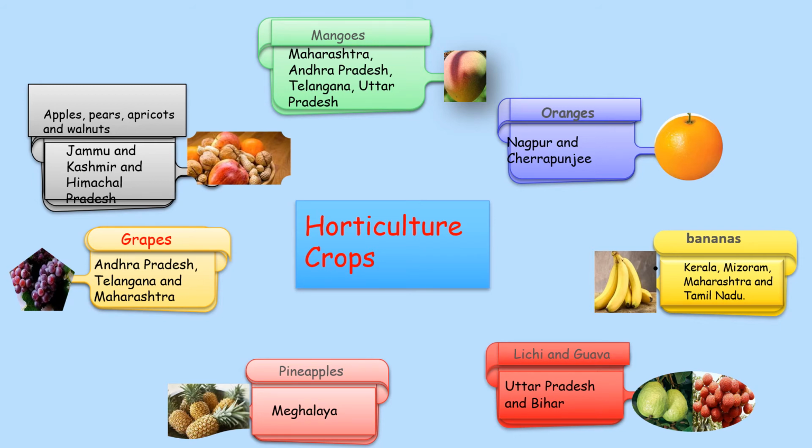Meghalaya is famous for pineapple. Lychee and guava are found in Uttar Pradesh and Bihar. Bananas are grown in Kerala, Mizoram, Maharashtra and Tamil Nadu. Nagpur and Cherrapunji are famous for oranges.